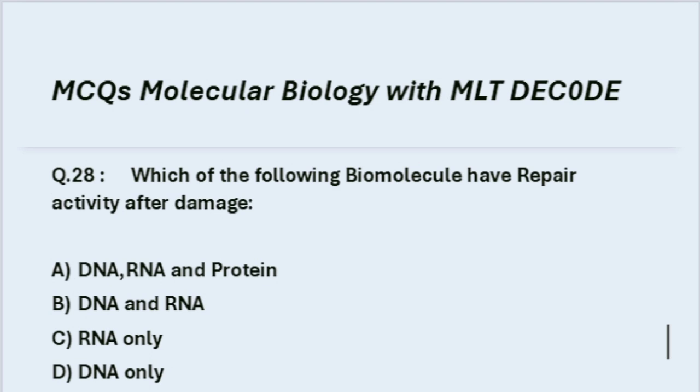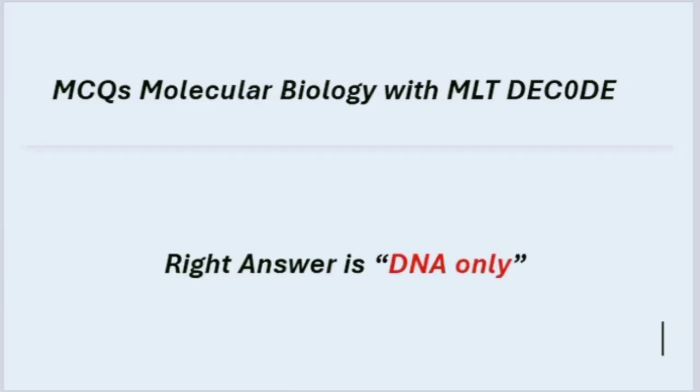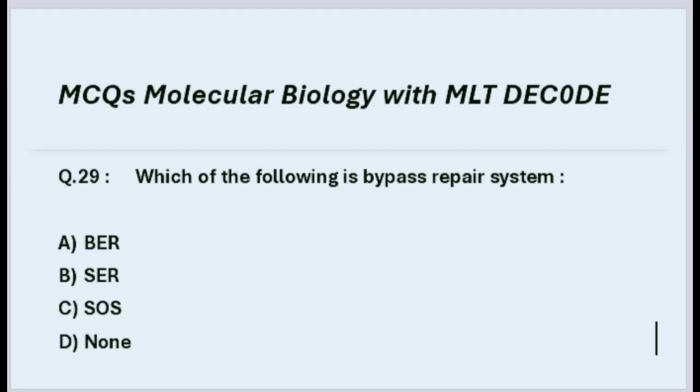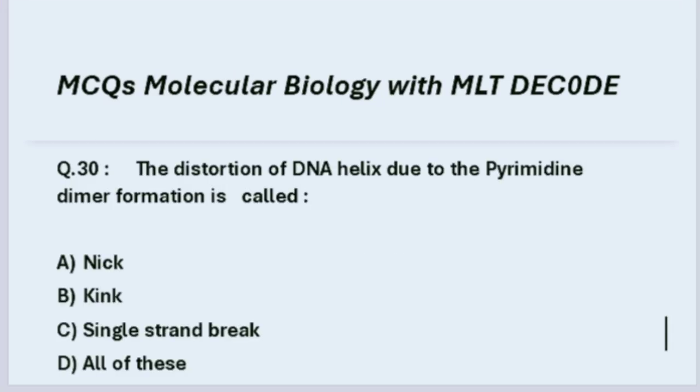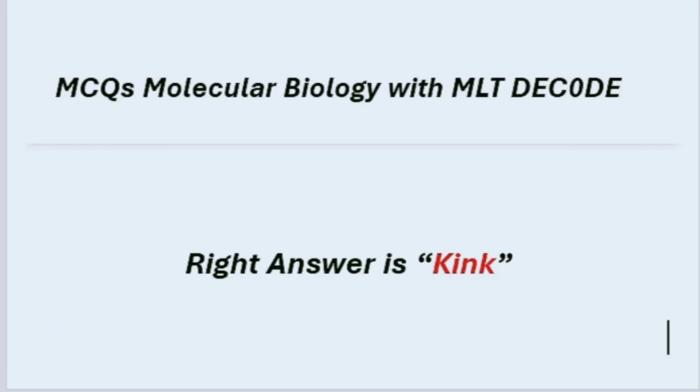The next is: which of the following biomolecules have repair activity after damage? DNA, RNA and protein, DNA and RNA, RNA only, DNA only. The right for this is DNA only. The next is: which of the following is a bypass repair system? BER, SER, SOS or none. The right is SOS. The next is: the distortion of DNA helix due to pyrimidine dimer formation is nick, kink, single strand break or all of these. The right answer is kink.